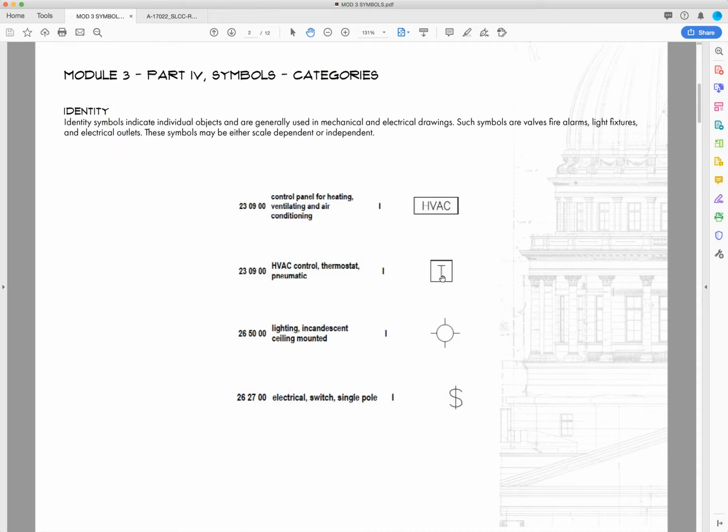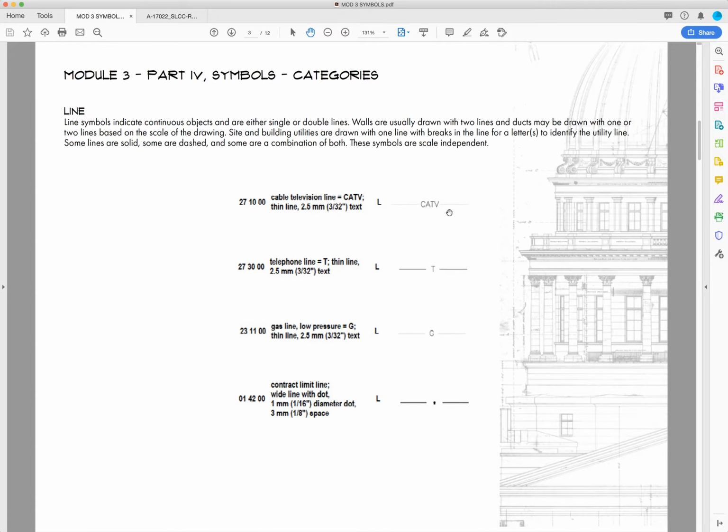So this is a thermostat right here, and this is an HVAC. And what it means by scale dependent or independent, it means that as you go through the set, these symbols might get bigger or smaller depending on the scale. So if you have a 1/4 inch plan, these might get bigger compared to like an 1/8 inch plan, or if they are independent, they will stay the same size no matter what scale you're looking at in the set.